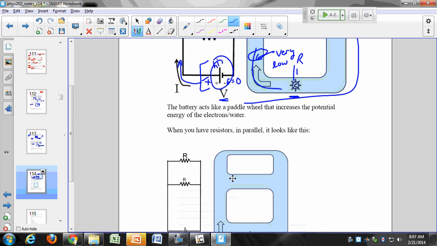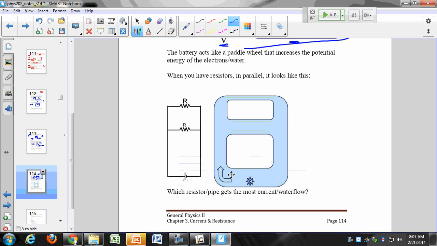Now, if you have resistors in parallel, like this, here you would have a small resistor, shown by something with a big area. And here I would have a big resistor, something with a very small area. So I have my battery down here pushing the water flowing up through here. Now at this point the water breaks into two pieces. Some of the water goes here, and some goes here. Which of those branches is going to get the most water flow? The one on the top, the small pipe, or the one on the bottom, the big pipe?